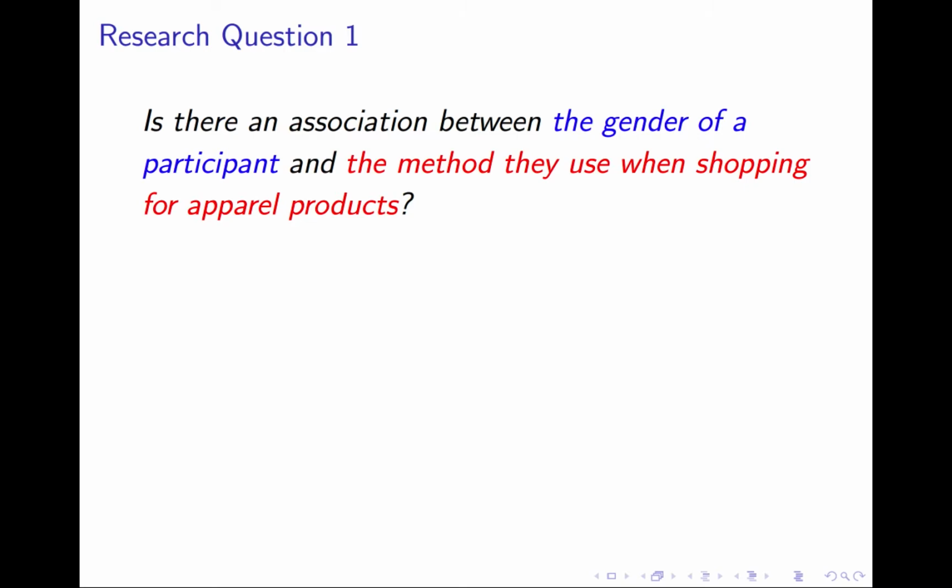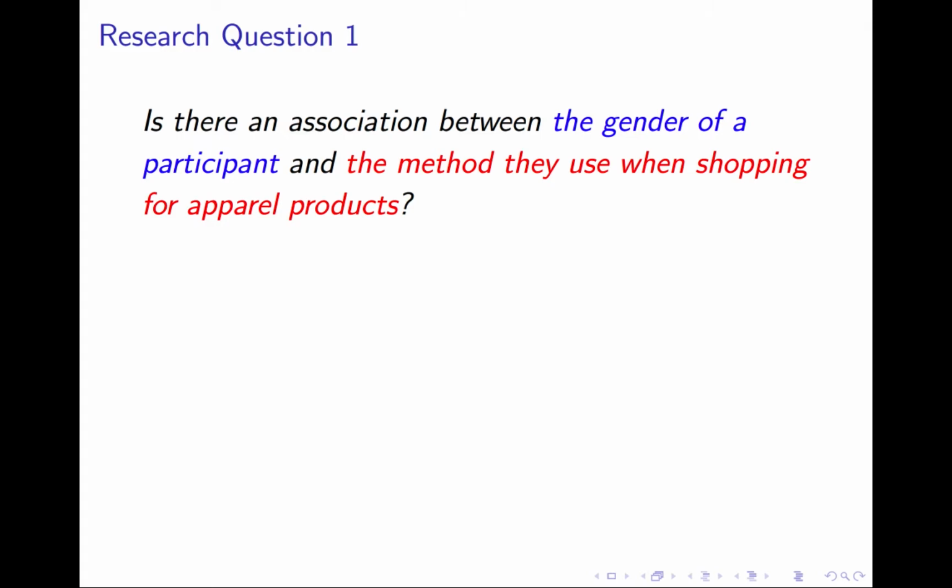The reported gender of a participant is just the answer to one of our questions, so this is going to appear, as we mentioned before, as a column of our data set. When we talk about the method used when shopping for apparel products, we're talking about, does this person typically shop in a brick and mortar shop? Does this person use an app? Does this person shop online?